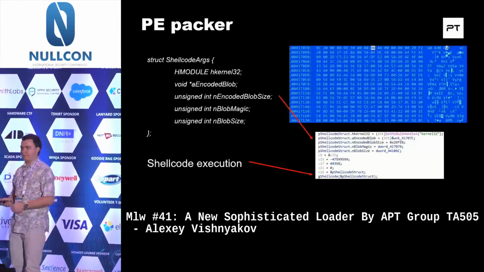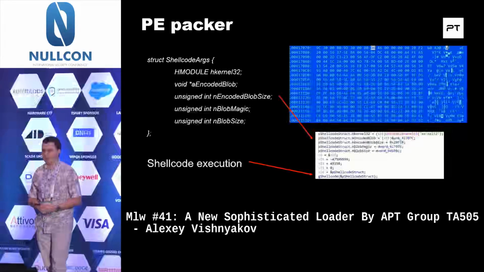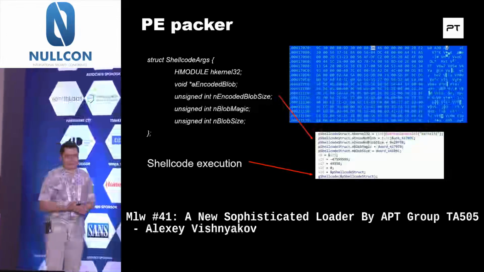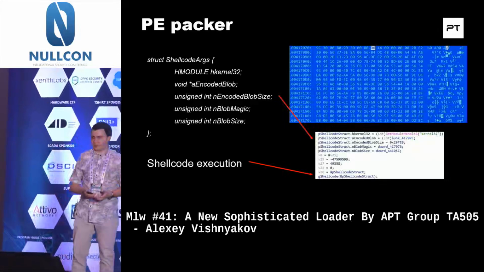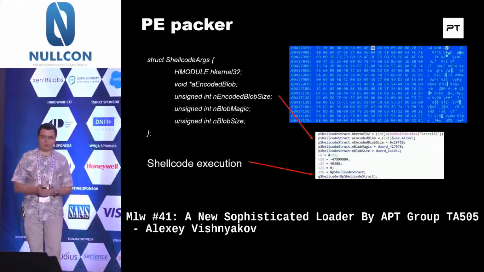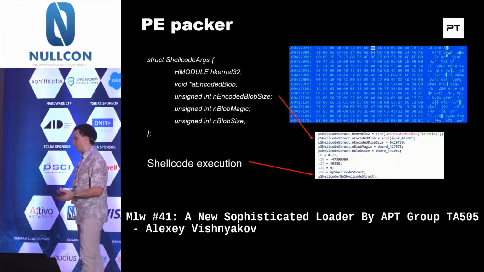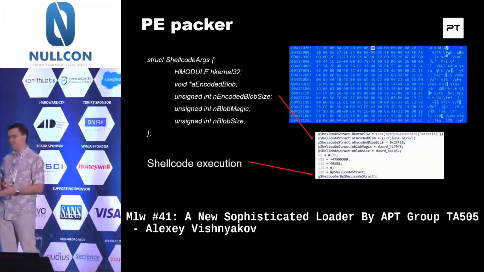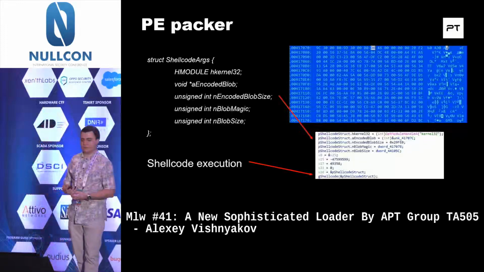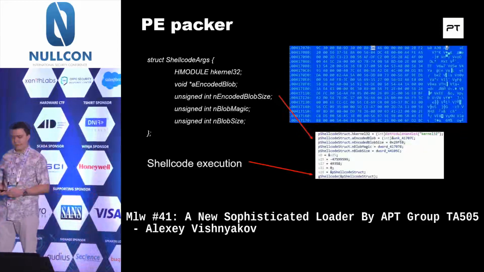Then the execution flow will be transferred to this first stage, and one pointer will be passed as an argument. It's a pointer to a structure. It has several fields and a handle to the kernel32 library. Please remember this handle. I will tell a few more words about it later. Then there is a pointer to an encoded buffer and the size of the buffer. Then there is some kind of magic value. It will be used just on the next slide. And finally, the size of decrypted data.